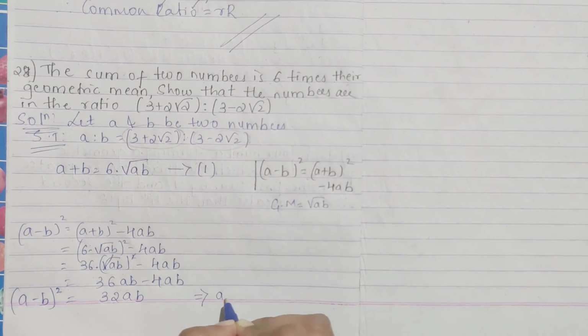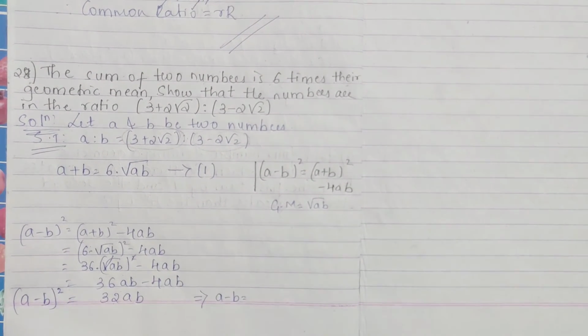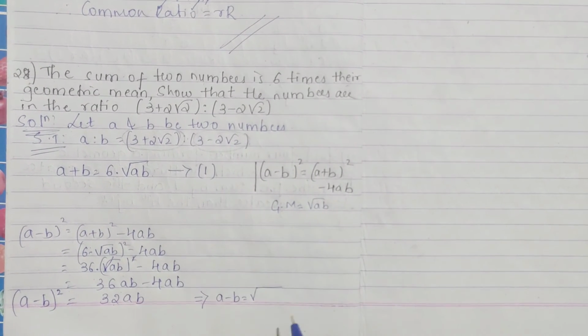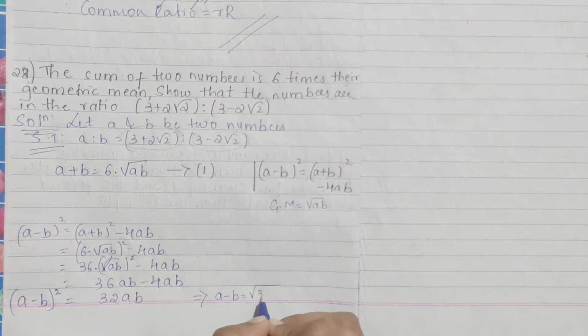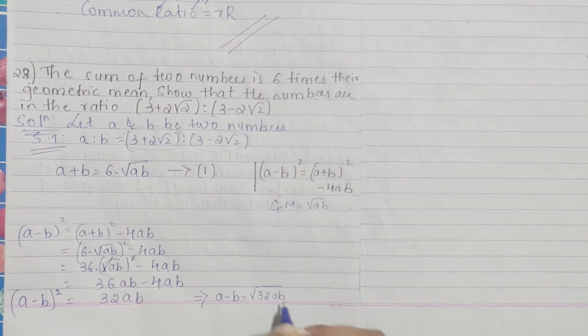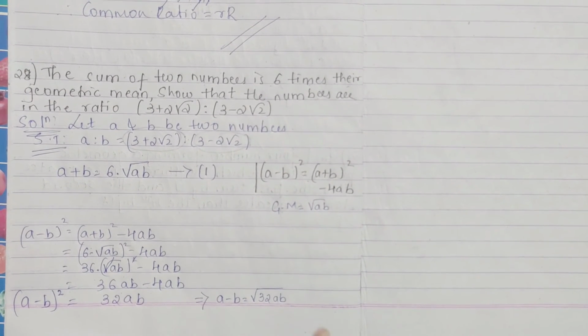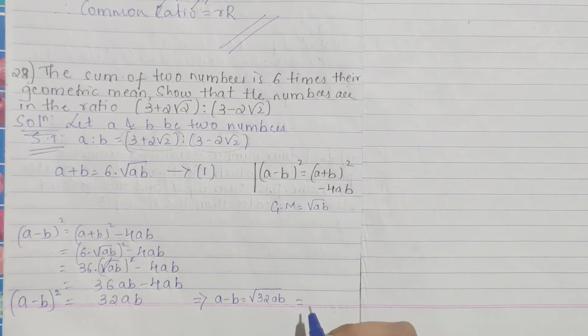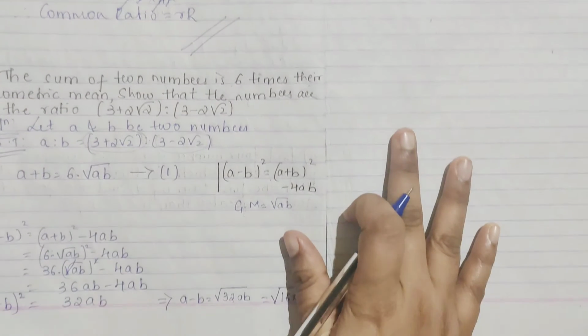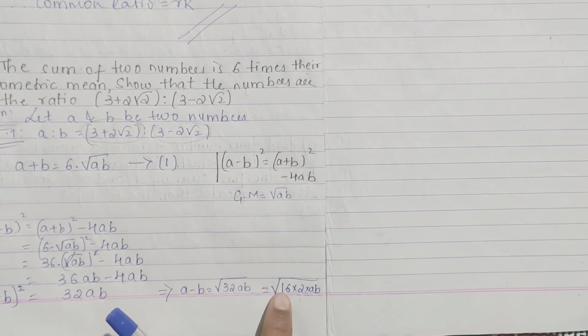So you have to find A minus B. The square part becomes root when it goes to the right hand side. So this becomes 32 root AB, right? Now at this 32, how can I write it? Can I write it like this, 16 into 2 into AB?